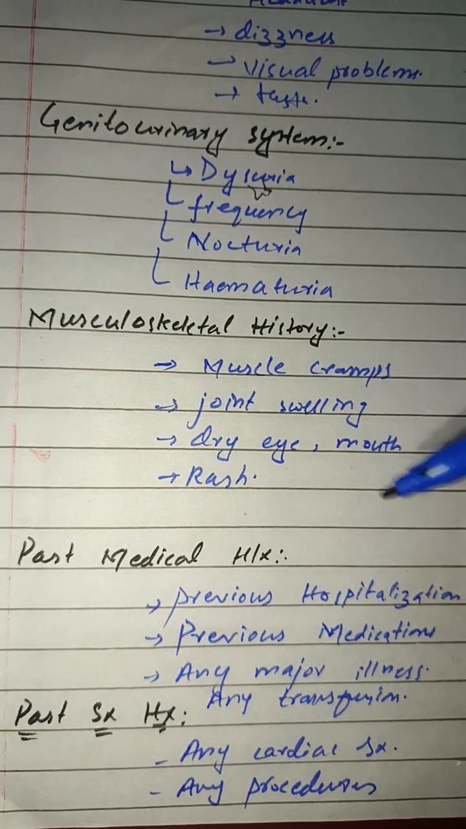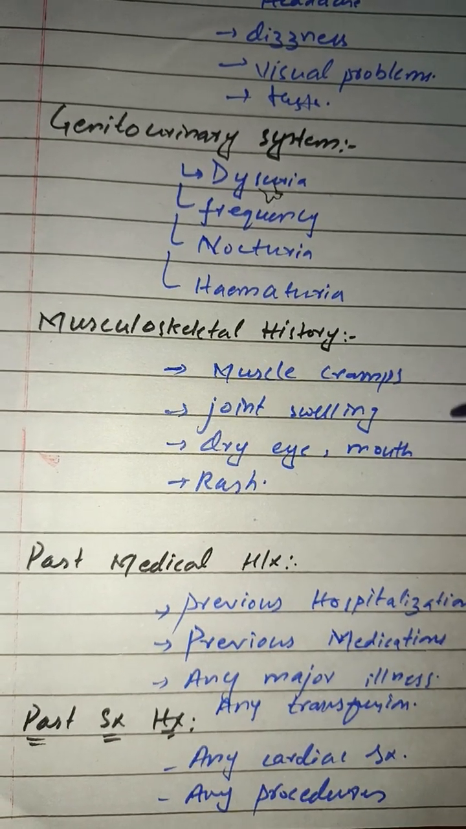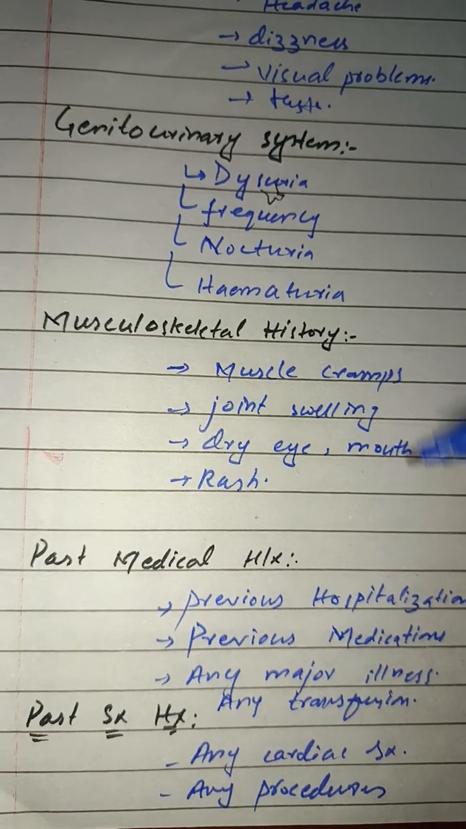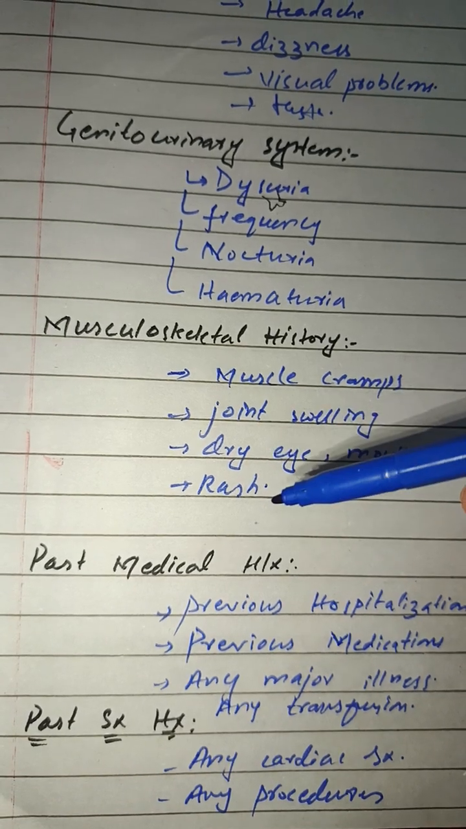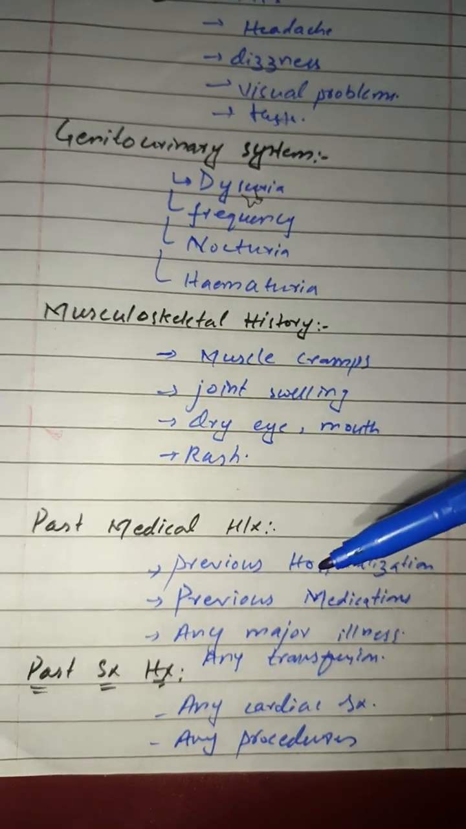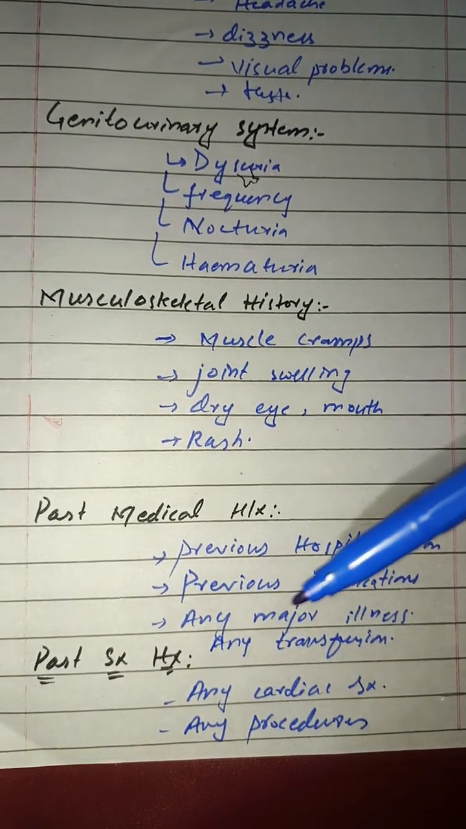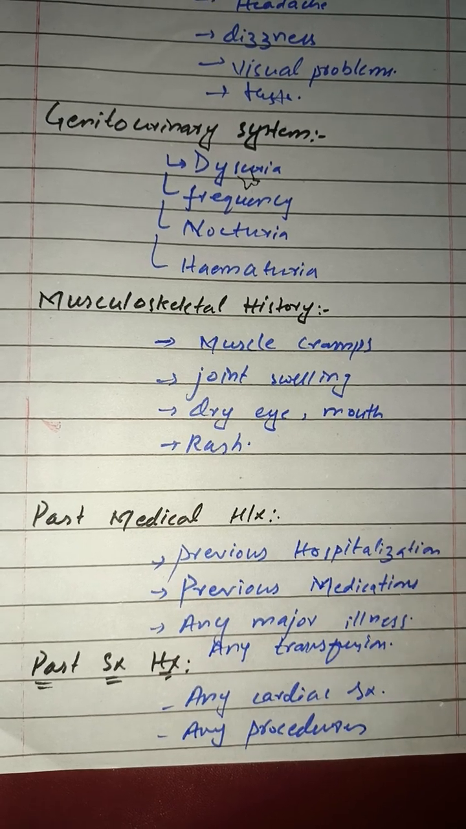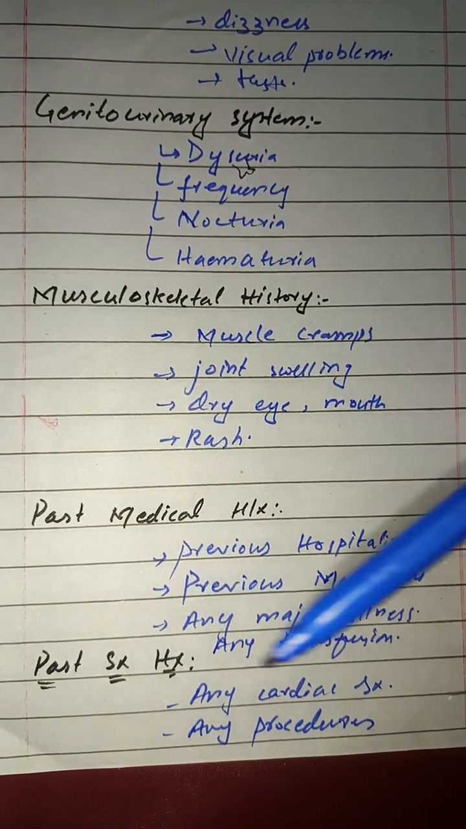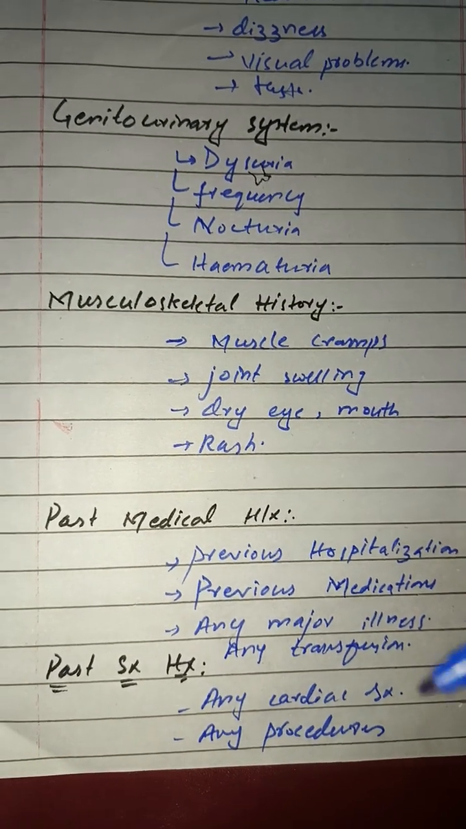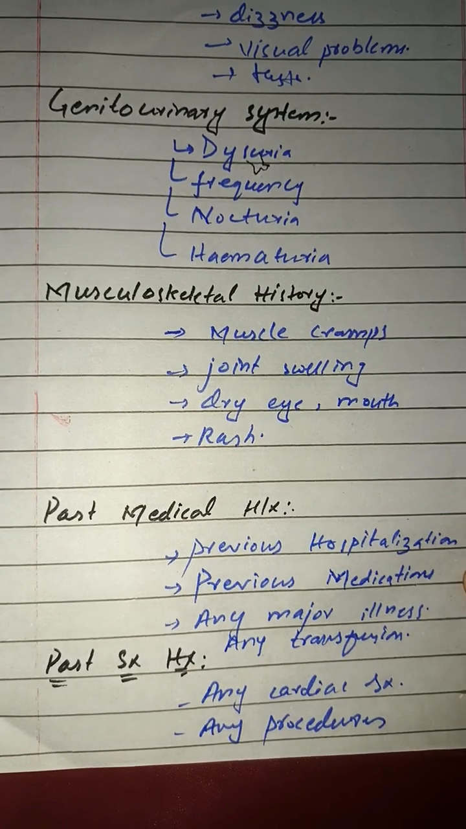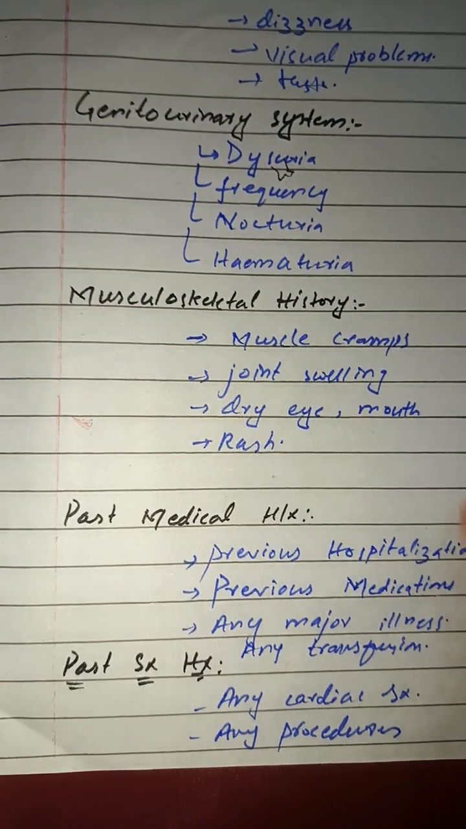Then in the musculoskeletal history, we have to ask about muscle cramps, joint swelling, dry eye and dry mouth, which is common in Sjogren syndrome, and rash, which is common in SLE with joint involvement. In the past medical history, we have to ask about previous hospitalization, previous medication used, previous major illnesses, and any transfusion in the past. In the past surgical history, we have to ask the patient about any cardiac surgeries or any procedure done up till now.